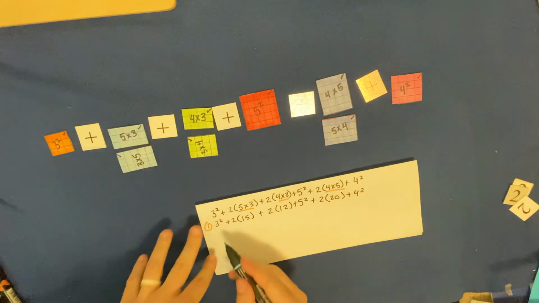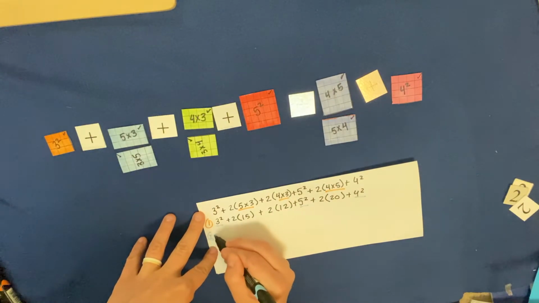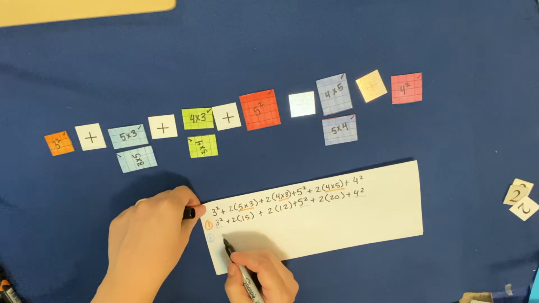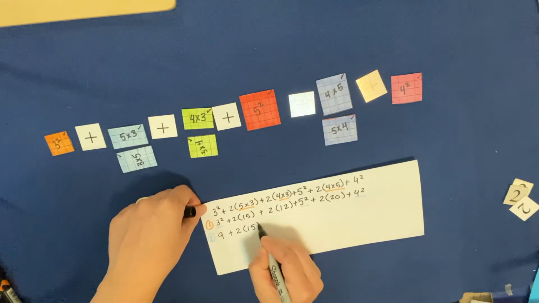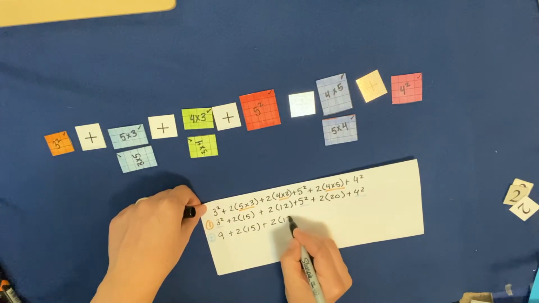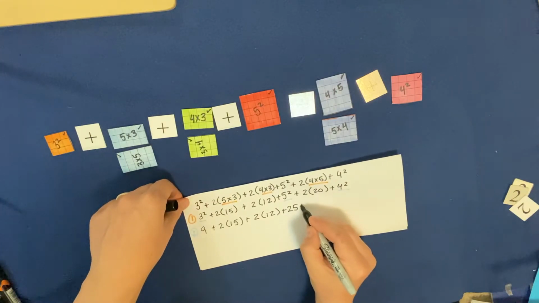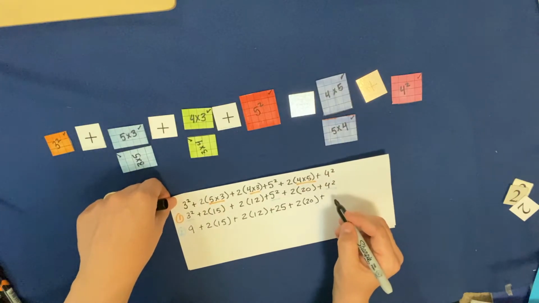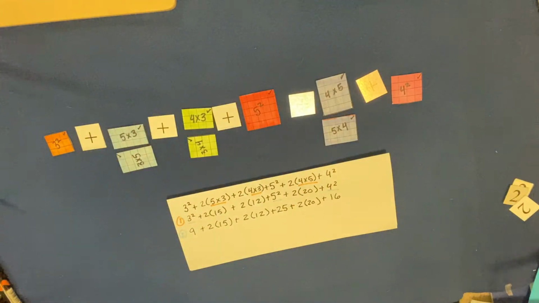Now we need to do our exponents. What is 3 squared? 3 times 3. That's 9. Plus 2 times 15. Plus 2 times 12. Plus 5 squared. What is 5 squared? 5 times 5. 25 plus 2 times 20 plus 4 squared. 4 squared is 4 times 4. That equals 16. All right.